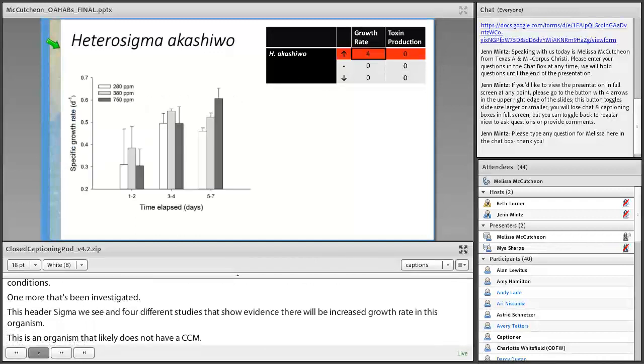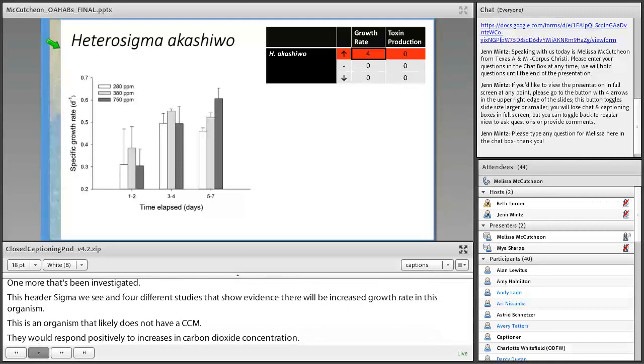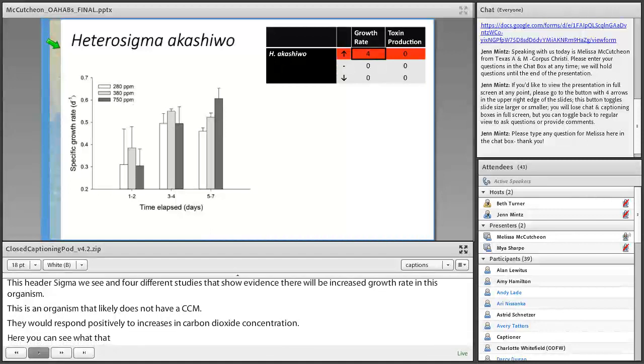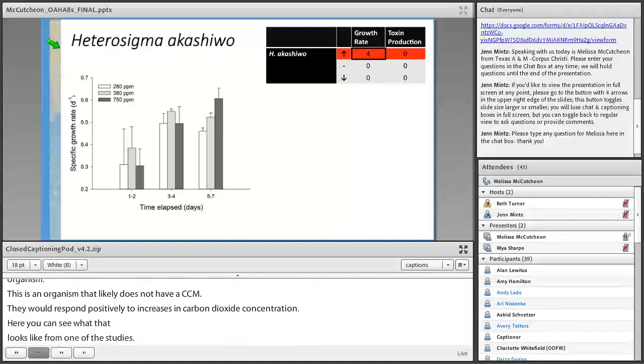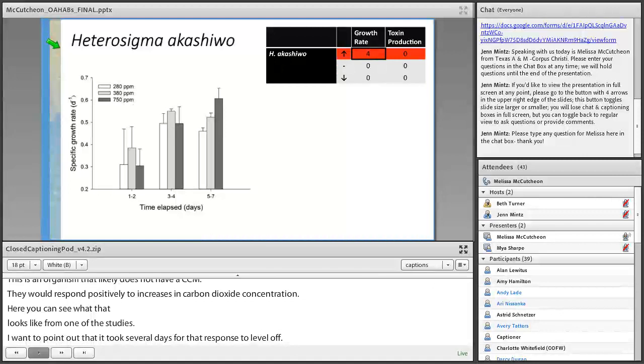And here you can see what that looks like from one of the studies. I just wanted to point out here that it took several days for that response to level off. So this kind of shows the importance of having longer term studies. This seems to level off after 7 days, where you could see that that increased growth rate was sticking around after that point in time.